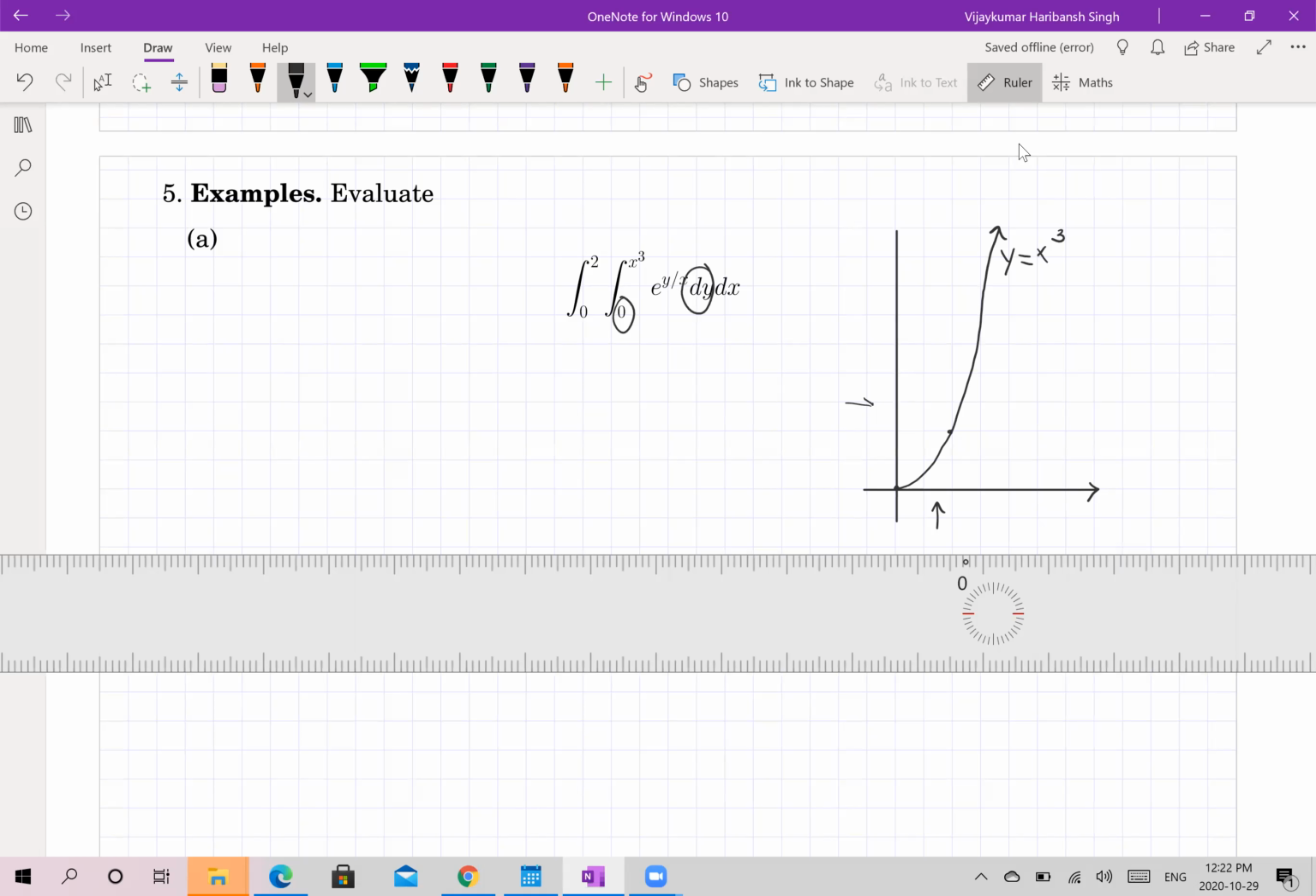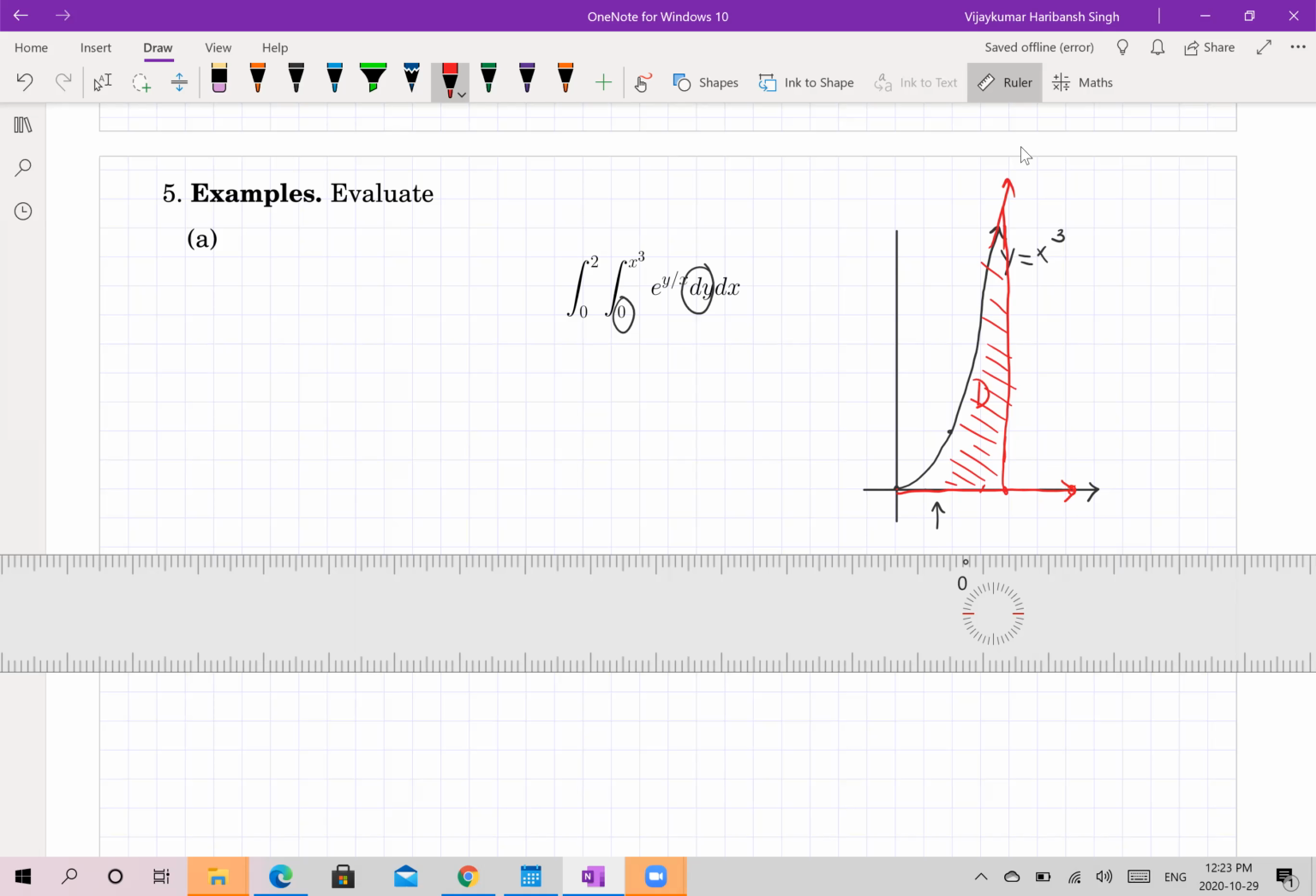And so 0 to 2. So your y changes from this curve, which is y equals 0, to y equals x cube, and your x changes from 0 to 2, so somewhere here. So this is the region over which we are integrating. This is our D.